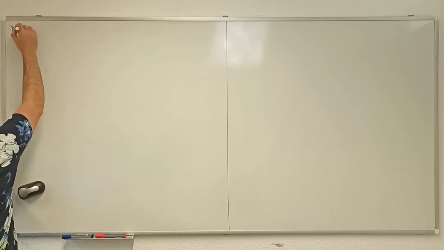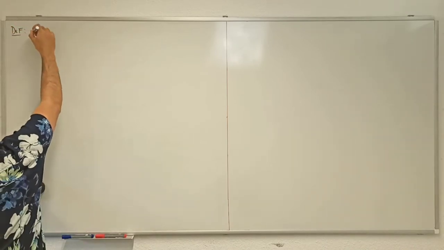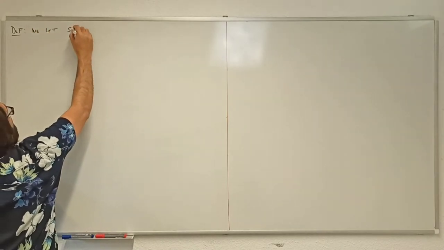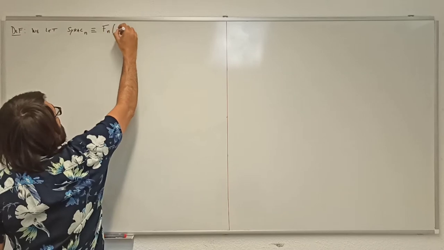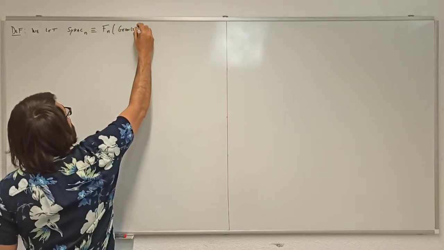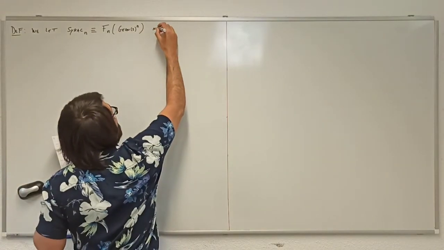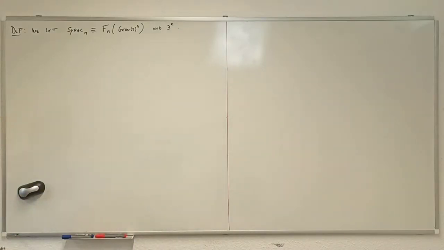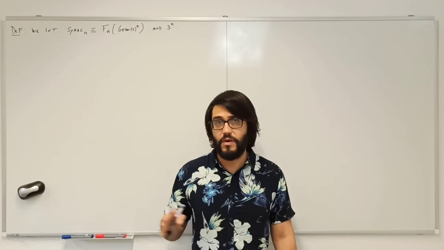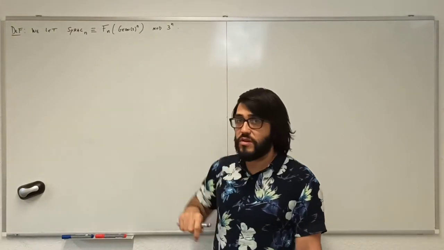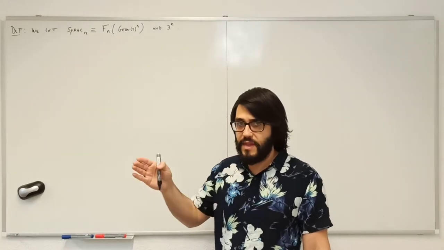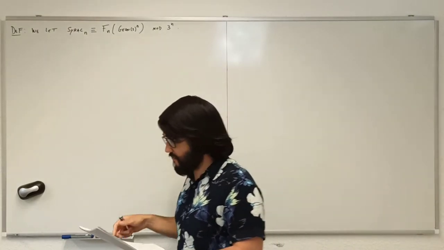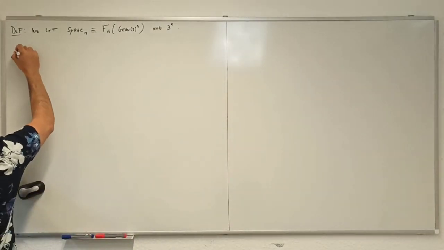So first we start with some definitions. The first definition is the following. We let Syrac_n be the following random variable: F_n of Geom(2)^n, mod 3^n. Okay, so Geom(2) was just a geometric distribution on the positive integers. Geom(2)^n is just a vector with n independent and identically distributed random variables, one in each entry of the vector. F_n, if you don't remember what it is, I'll recall it in a moment.